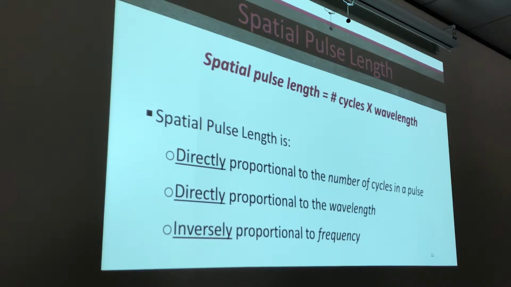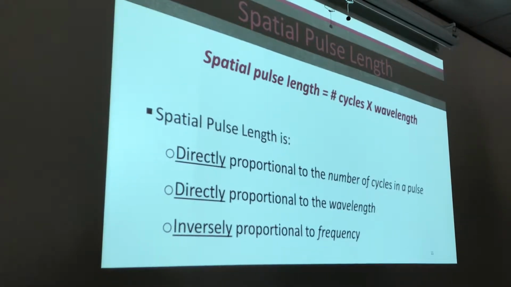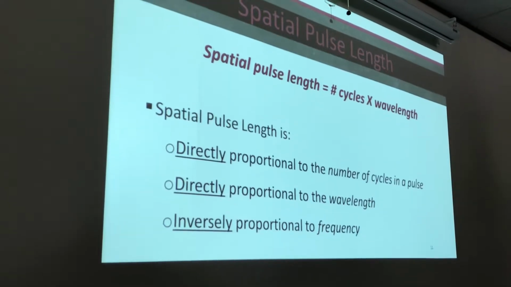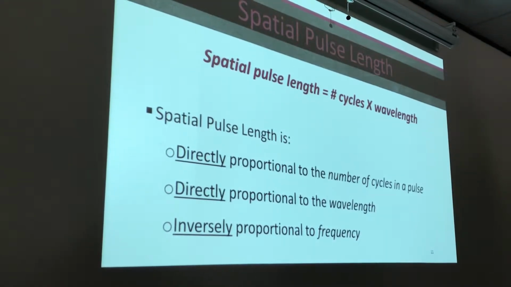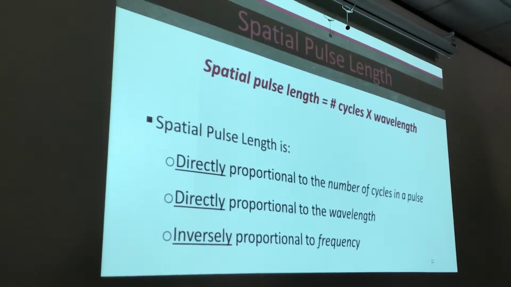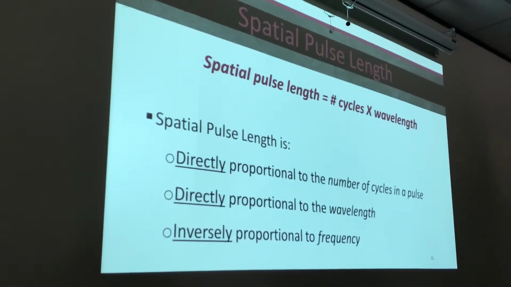Spatial pulse length is the number of cycles multiplied by the wavelength. Remember I said the wavelength is 2 millimeters. So guys, don't forget on this worksheet I have for you, don't forget to include the units on your answers, okay? A number without units is kind of vague.